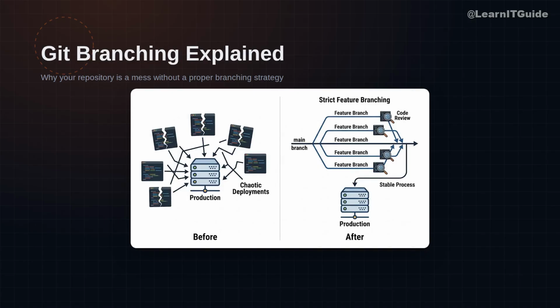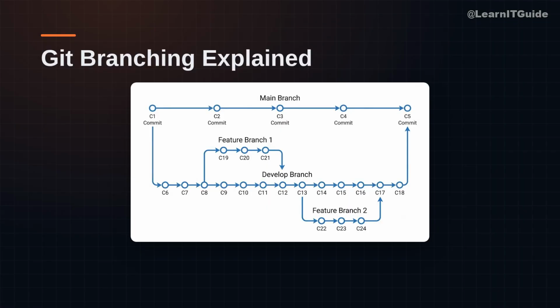Most engineers get this wrong because if you do not isolate your work, a single experimental feature can break your entire production code base, costing your team hours of downtime. Let us move past the basics and look at how professional teams actually manage their code.